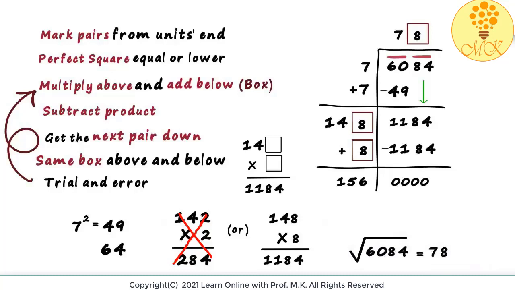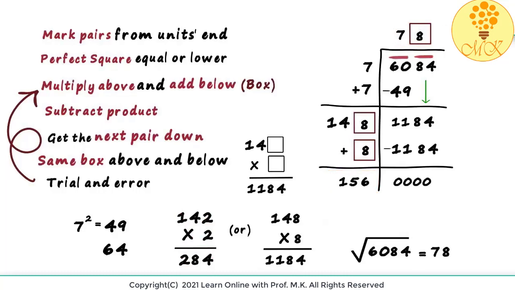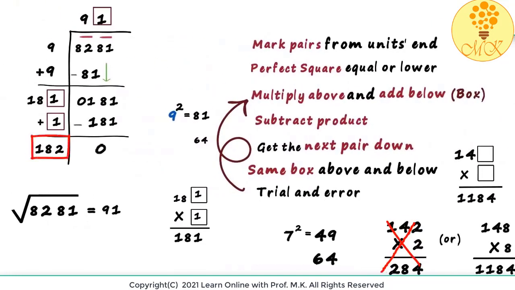How do we check if our answer is correct? One way is to multiply the answer with itself and see if we get the original number. The other way is interesting. This number here will always be twice the answer. 156 is 78 multiplied by 2. In the previous example, 182 is the double of 91.